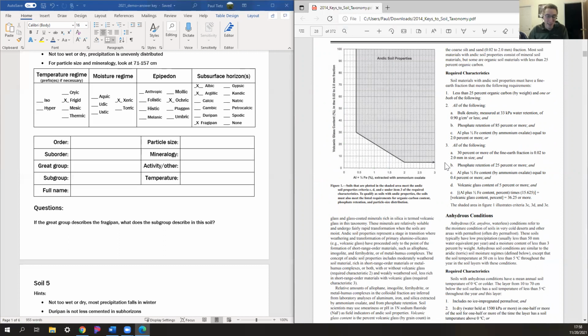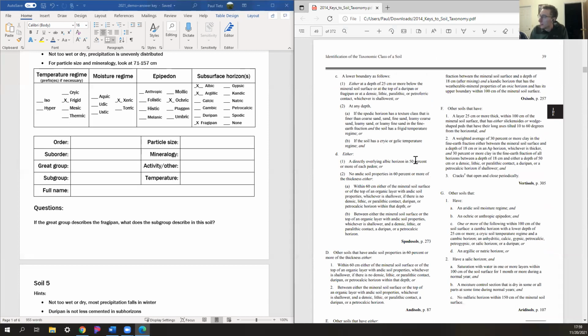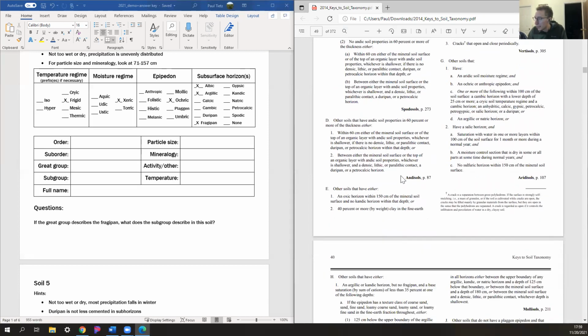So we can't key it out as an andisol then. This is a mistake I made during lecture or during the lab portion. I saw that volcanic ash, I wanted to say it was an andisol, but it's not. So back to the keys, or no, we're still on the keys. Back to the soil orders, chapter 4, and we can rule out andisols.